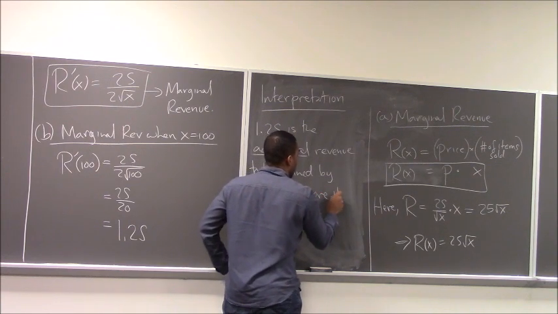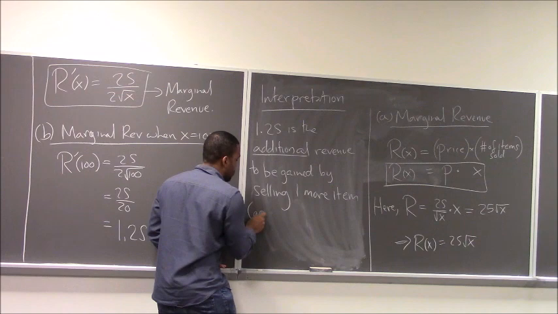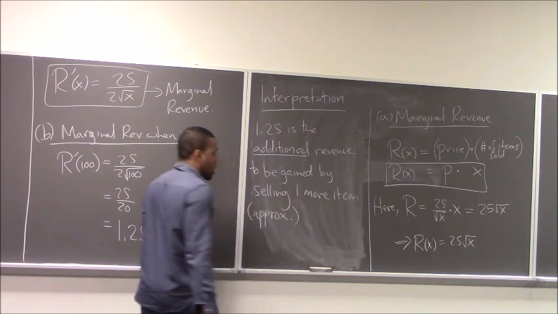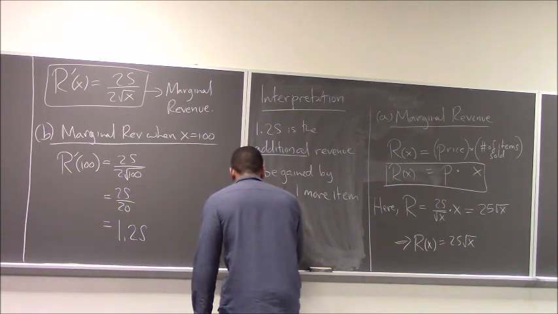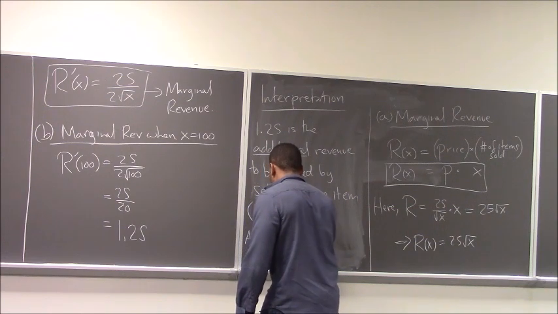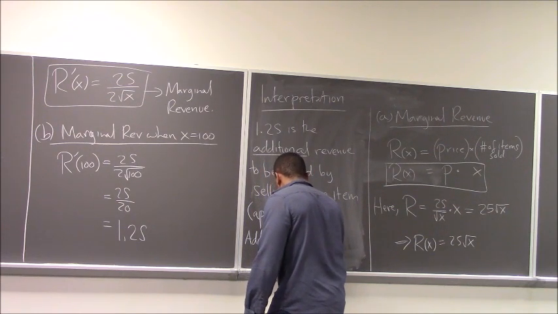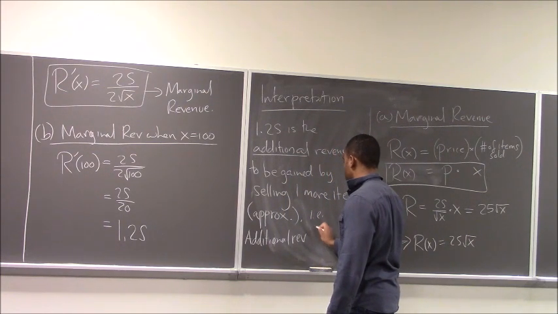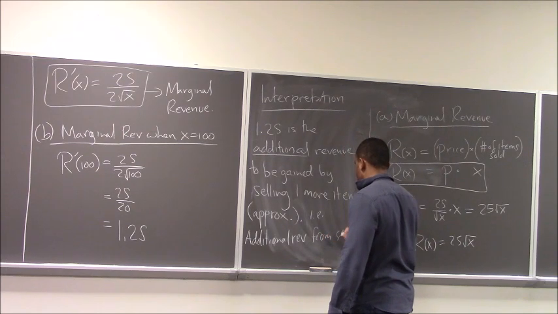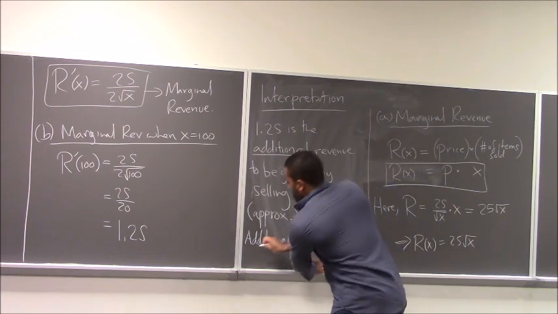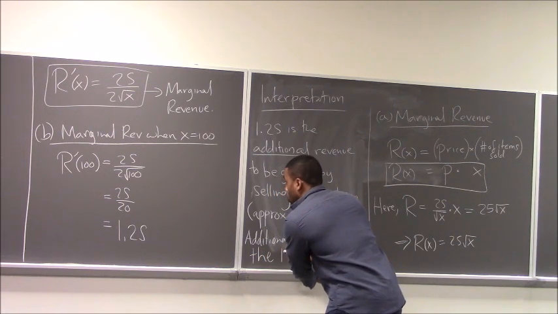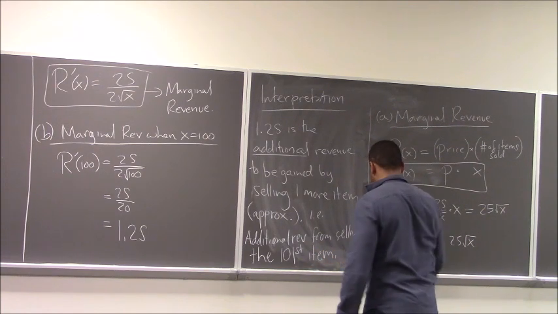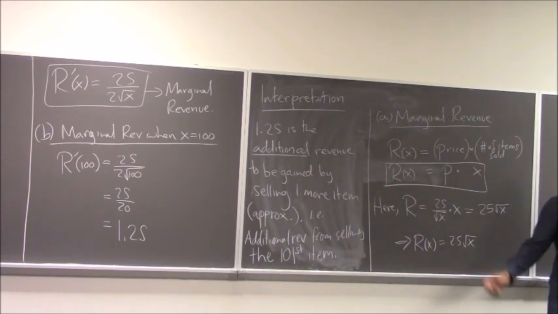one more item. Right? And this is, again, remember the revenue was an approximation. It's like we're using a tangent line approximation to approximate the revenue. And so this is additional revenue, i.e. the additional revenue from selling the 101st item. And that's sort of where we left off last time.